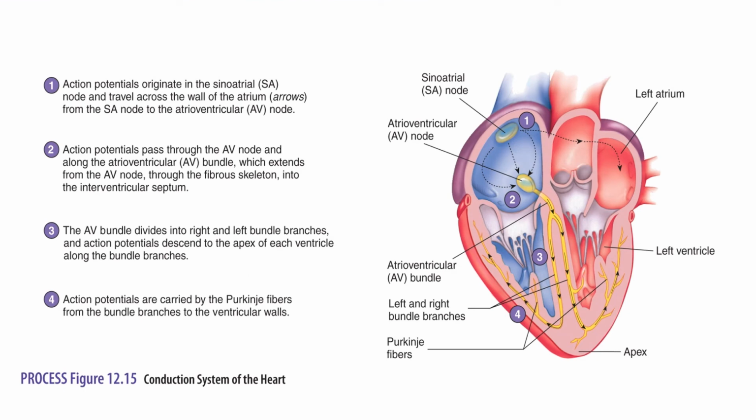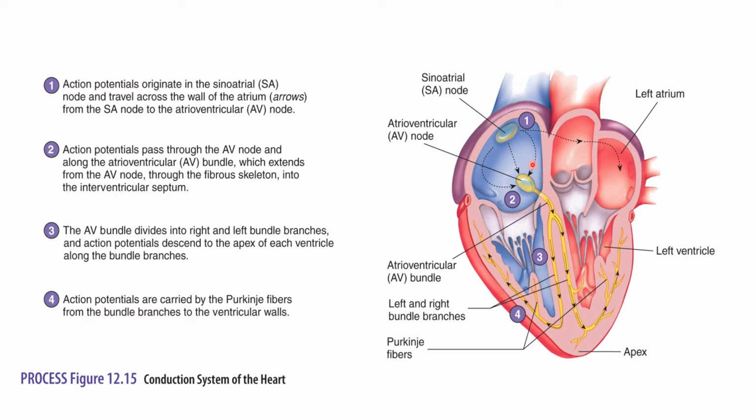So this is the conduction system of the heart. So how does it happen? First, action potentials originate in the sinoatrial node here, and travel across the wall of the atrium from the SA node to the atrioventricular node. So this is the atrioventricular node.